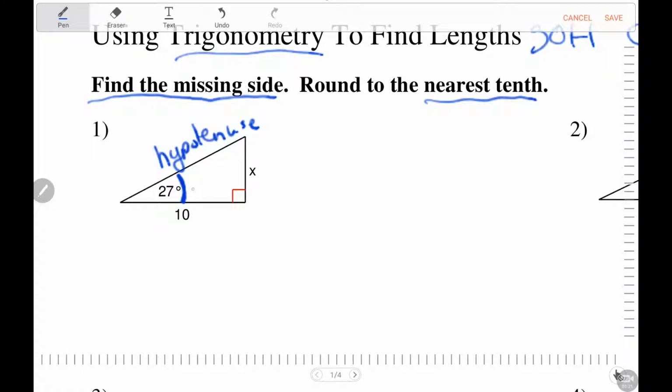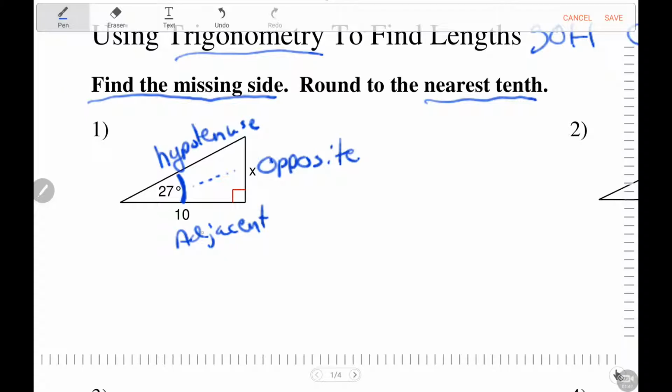The side directly across from the angle is the opposite side. And that leaves the other side touching the angle, the adjacent side. So we have the opposite side and we have the adjacent side. We don't know the length of the hypotenuse. We could find it if we want to, but we're not doing that right now.